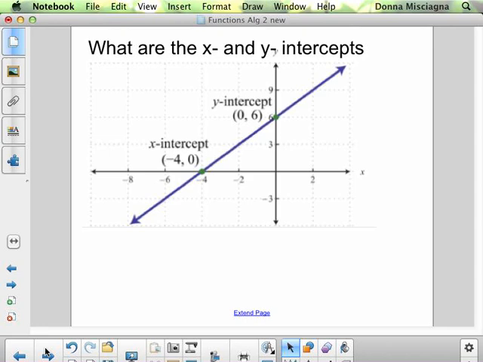This one is not in your notes. What are the x and y intercepts? There is an x-intercept at (-4, 0). Right here, the graph crosses the x-axis. Still having some issues with that orientation; you even want to reorient the board. So this is the x-axis. This is the y-axis. The y-intercept is where the function crosses the y-axis.